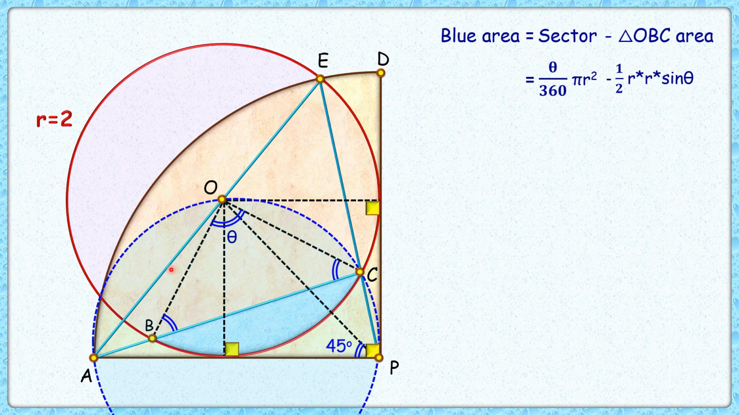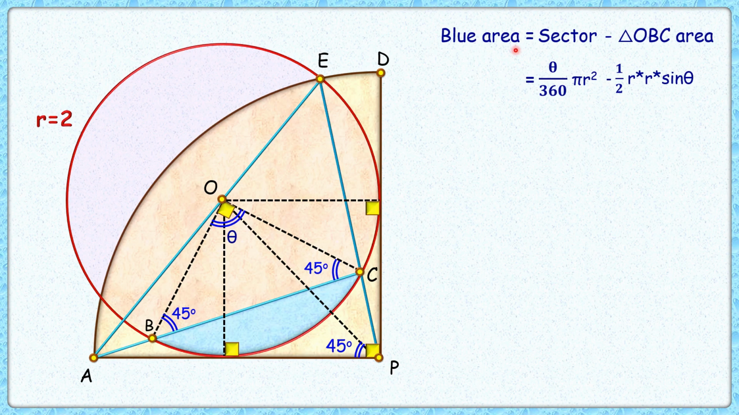Now AO is a chord with respect to this blue circle, which is making an angle of 45 degrees at the circumference. Now by the angle in the same segment theorem, the same chord AO will make an angle of 45 degrees at point C. So this angle here is 45 degrees. As angle C is 45, angle B will also be 45, as OB and OC lengths are equal, and this angle theta will be 90 degrees.